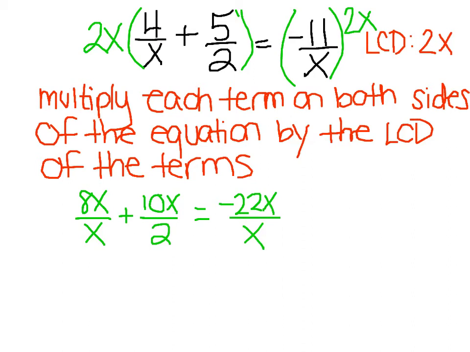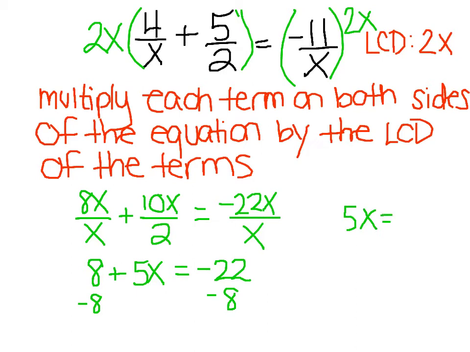Well, simplifying all of this, 8x over x is 8. 10x over 2 is going to be 5x, equals negative 22x divided by x, which is negative 22. This is a much easier equation to solve. We're going to subtract 8 from both sides. We're going to be left with 5x equals negative 30. Divide by 5, x equals negative 6.